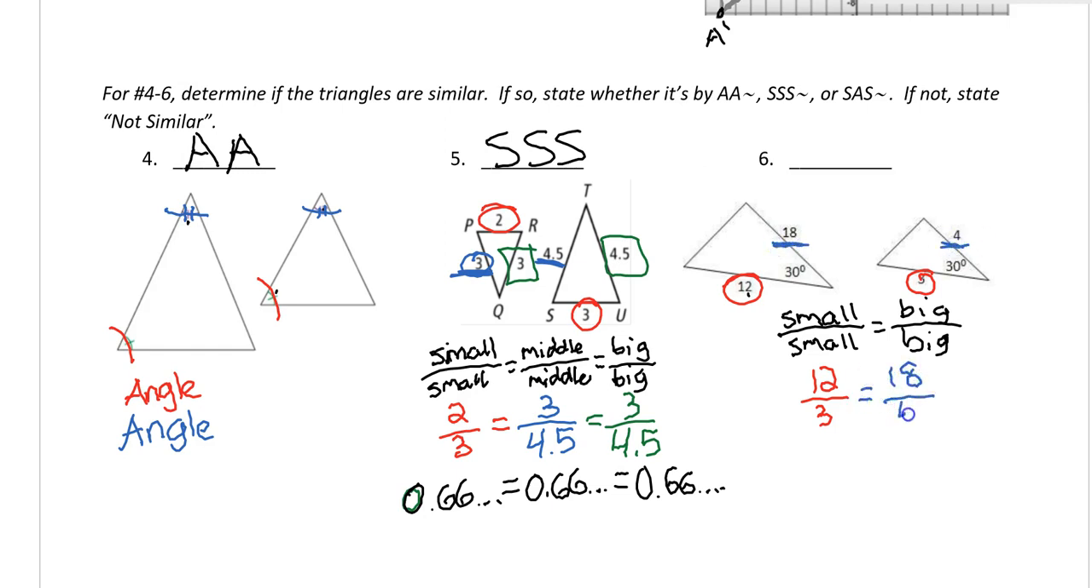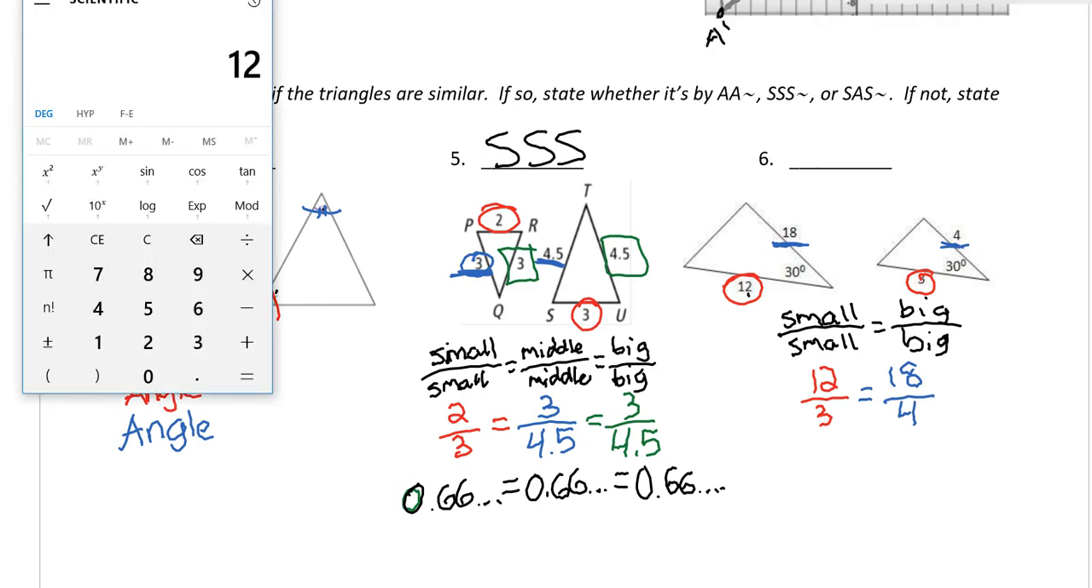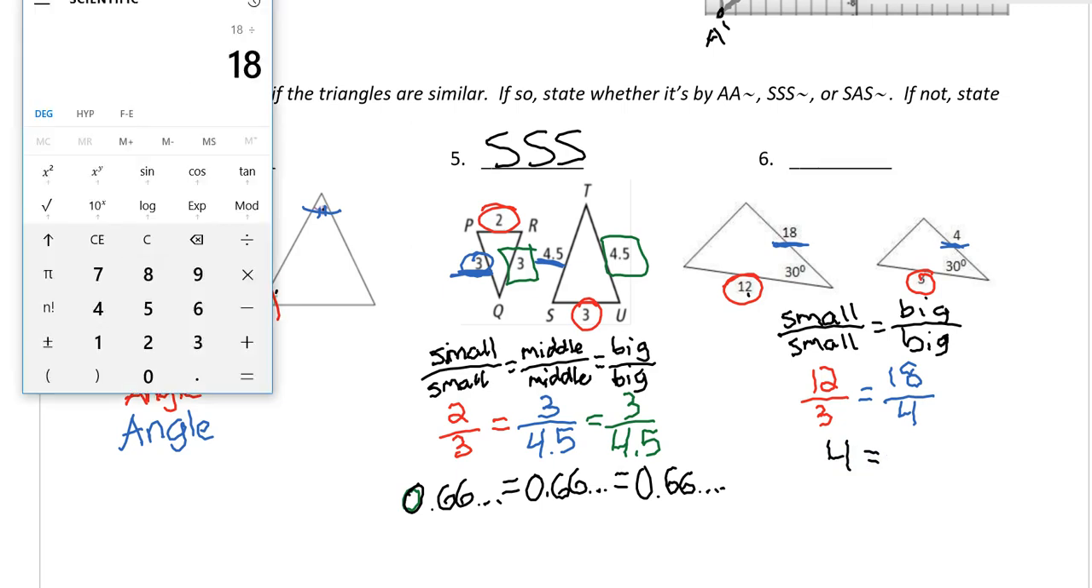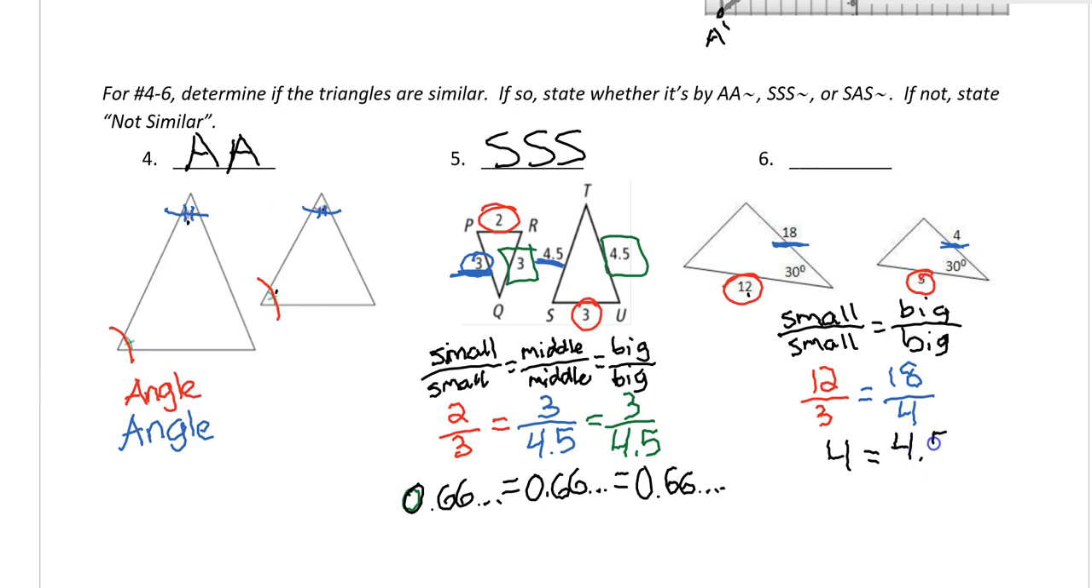and 4. So 12 divided by 3 is 4. 18 divided by 4 is 4.5. So I would just write NS, right, for not similar. Okay, those are not equal.